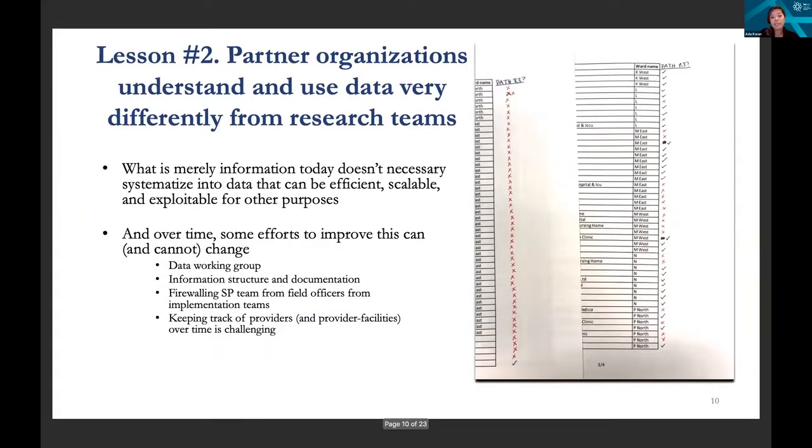The second lesson that we learned was that partner organizations understand and use data very differently from research teams. For them, what is merely information today doesn't necessarily systematize into data that can be used efficiently for other purposes, such as research. But there were many opportunities to work together to ensure program data could be used for research. Some of these efforts to improve this did and did not change the way data or information was used.